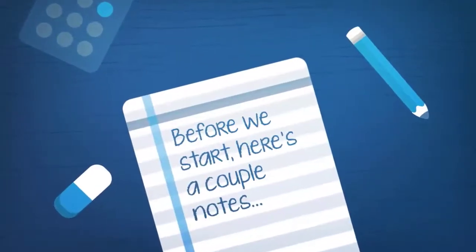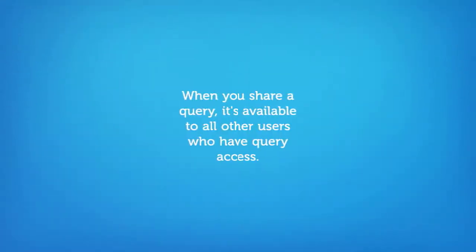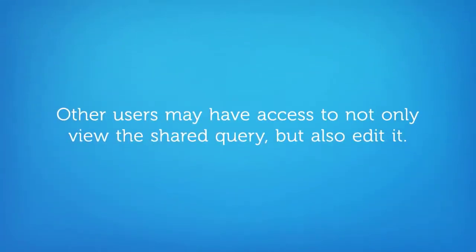Before we start, here's a couple notes. When you share a query, it's available to all other AIMS users who have permissions to access shared queries. You can't choose a particular person to share with. And other users may have access to not only view the shared query, but also edit it.